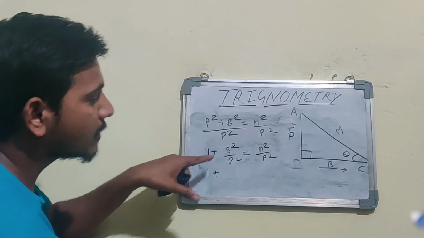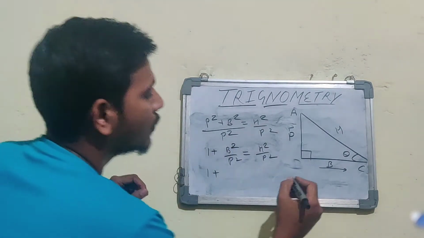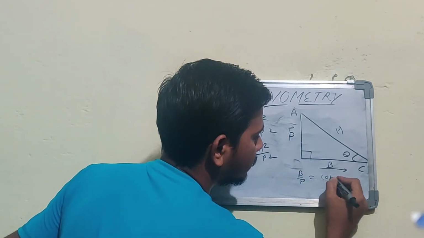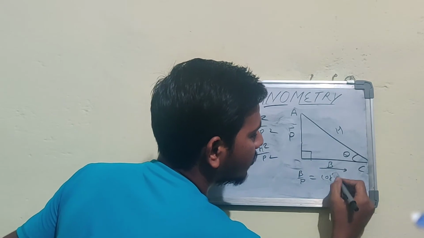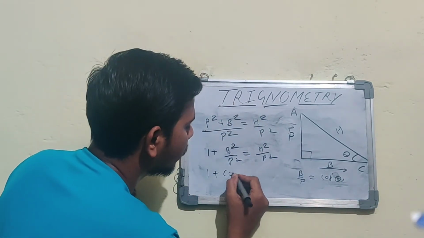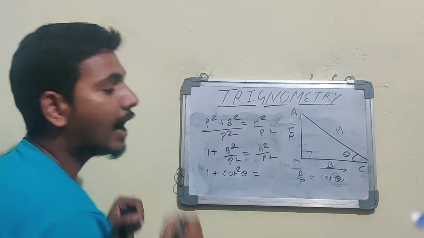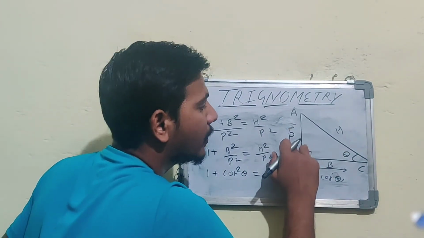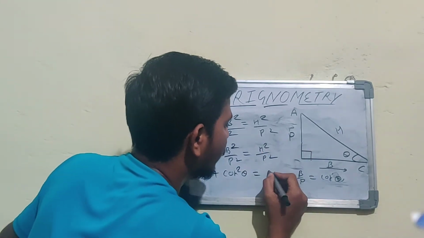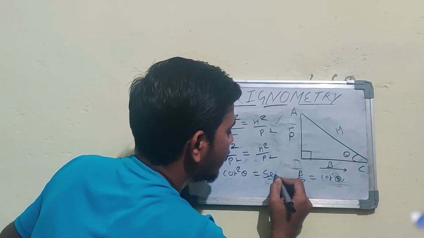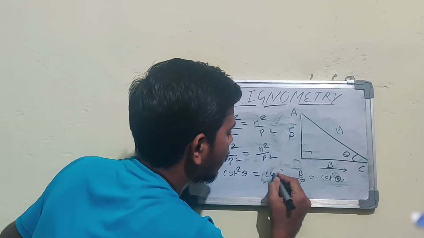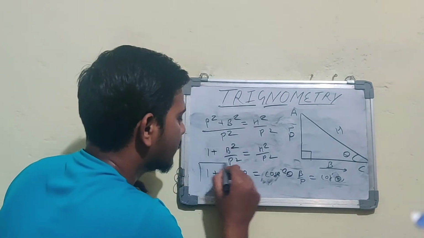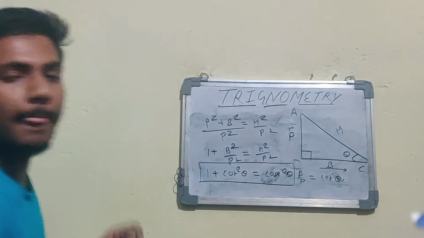This is 1. And what is this? Base upon perpendicular square. Base upon perpendicular, what have we studied? Base upon perpendicular is equal to cot theta. So here this will be cot square theta. And hypotenuse upon perpendicular, what is this? Hypotenuse upon perpendicular is called cosec, so this is cosec square theta. So this is our second trigonometric identity.